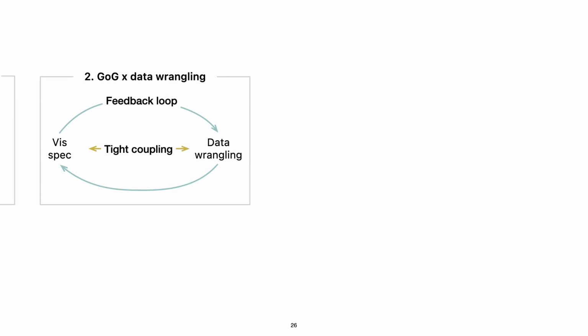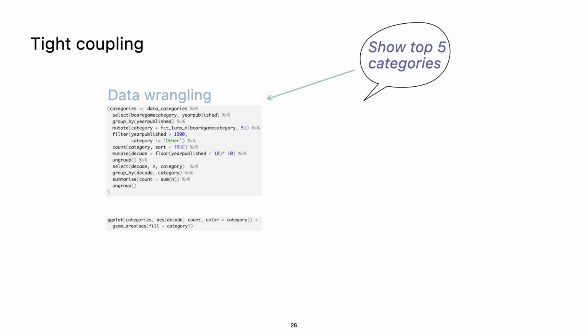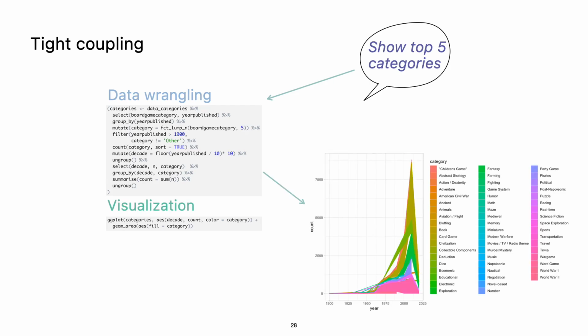Aside from iteration, we looked at the interplay between grammar specifications and data wrangling, and we found a feedback loop and tight coupling. The feedback loop means that the participants edited grammar specifications after wrangling the data, and vice versa. From this area plot example, the participant filtered out the magenta category to see the rest of the data better. For the tight coupling between visualization and data wrangling specifications, I will explain with an example. Two participants wanted to compute, say, the top 5 categories in their dataset, and they wrote code for data wrangling and plotting. But this is the output. 50 categories instead of top 5.